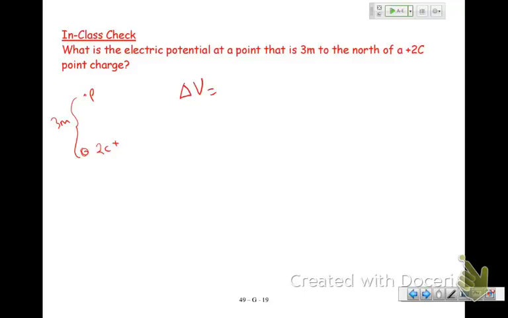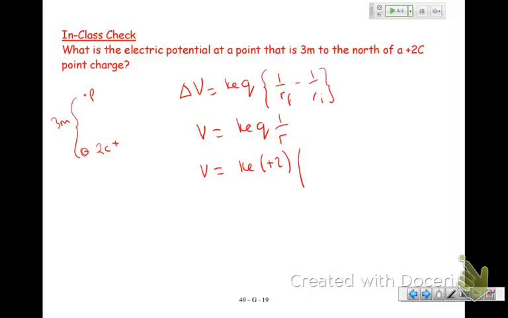So what I say is delta V is equal to KE Q times 1 over R final minus 1 over R initial, because every time I write it down I learn it. V is equal to KE Q times 1 over R. See where it comes from. V is equal to KE times plus 2 times 1 over 3, which equals 0.66 KE, and the units are joules per coulomb.